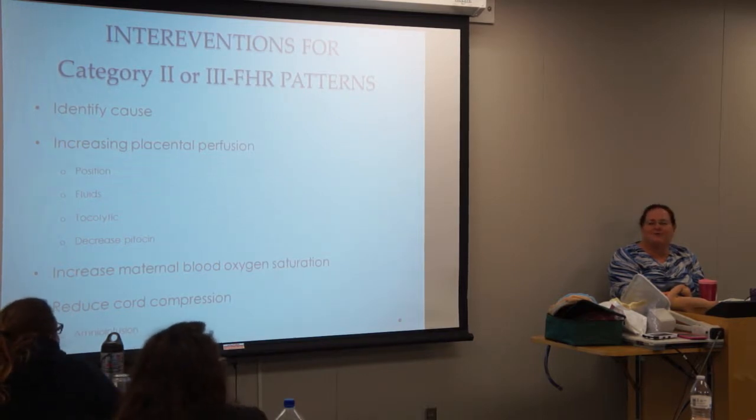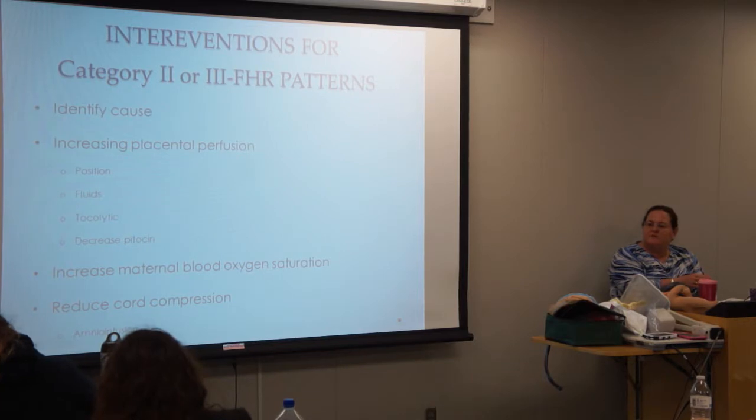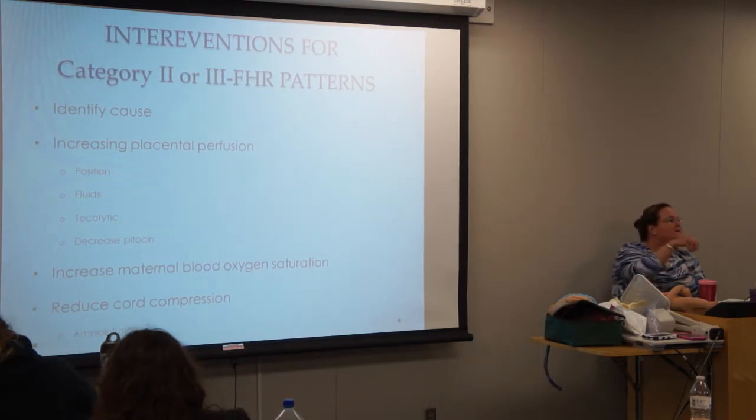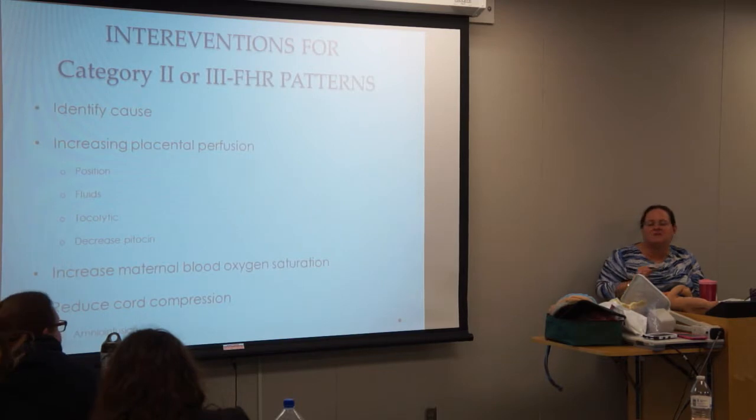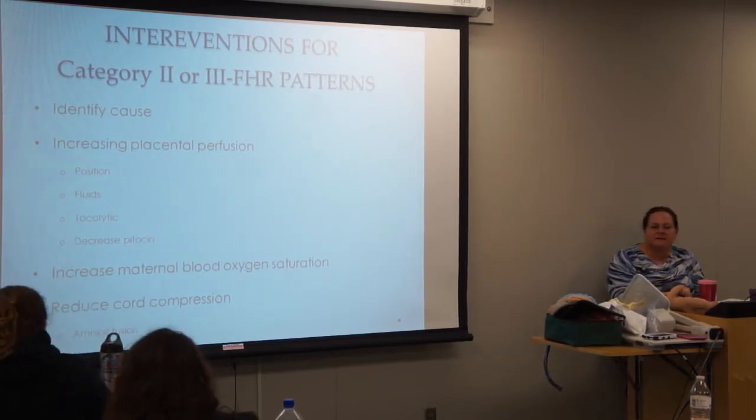By giving a non-rebreather mask at 10 liters. We don't mess around. Now, is it because the mother's O2 stat is low? No. It's the fetus who's low. But we've got to highly saturate her blood to get it to the fetus. So we don't mess around with little wee ways of giving oxygen. We go for the big gun. We're going to give you non-rebreather at 10 liters.